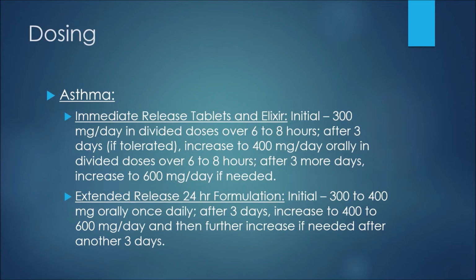Now for some examples of dosing with Theophylline. In the treatment of asthma, using the immediate release formulation, or the elixir, we would see an initial dose of 300 milligrams per day given in divided doses over 6 to 8 hours. After 3 days, if tolerated, we can increase to 400 milligrams per day orally in divided doses again over 6 to 8 hours, and then increase to 600 milligrams per day if needed after another 3 days.